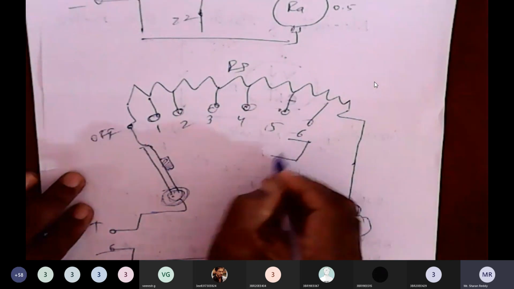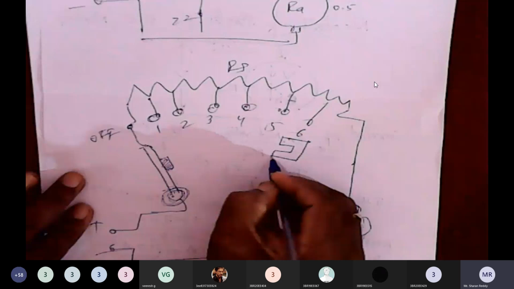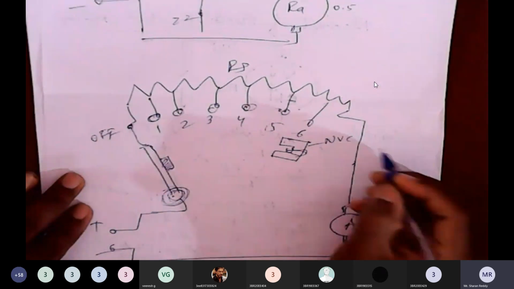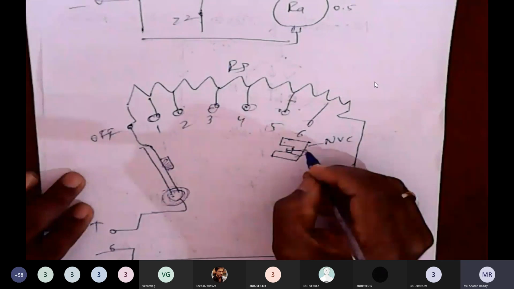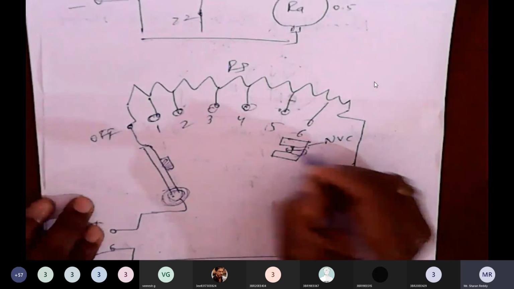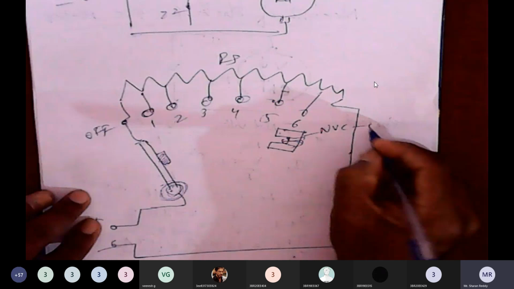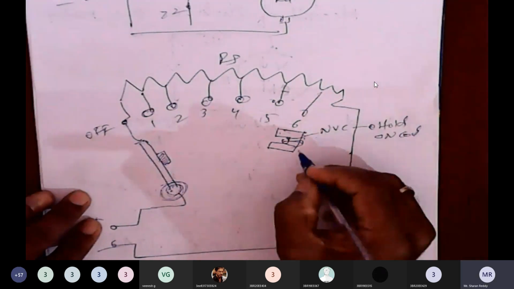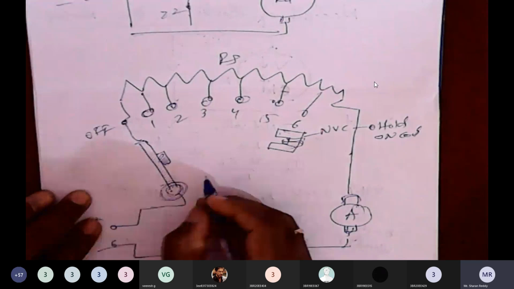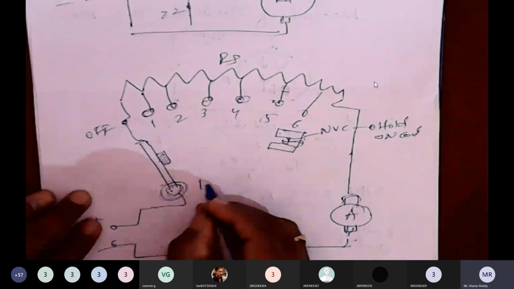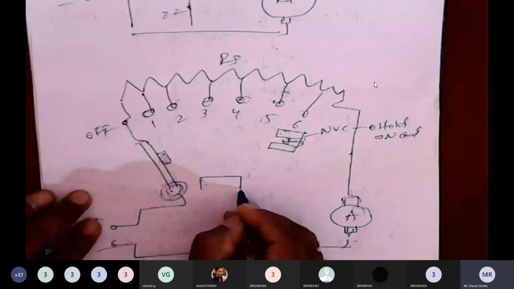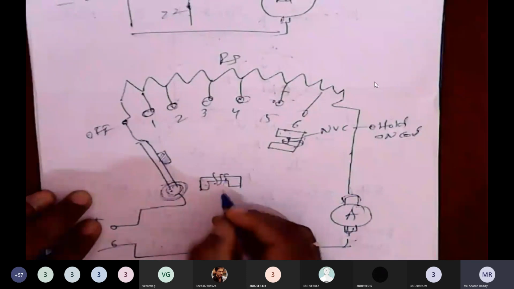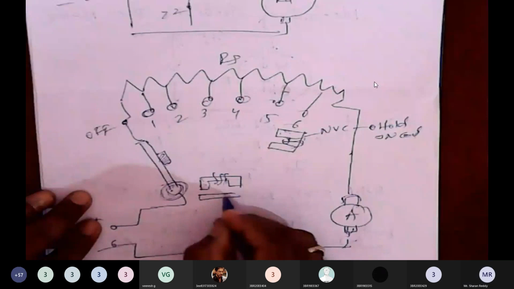We are using two protective devices. One is a coil called the no volt coil, NVC, also called the hold on coil. And there will be one more coil, which we call the overload release coil. Two coils will be there: the overload release coil and the no volt coil. I will show the diagram.